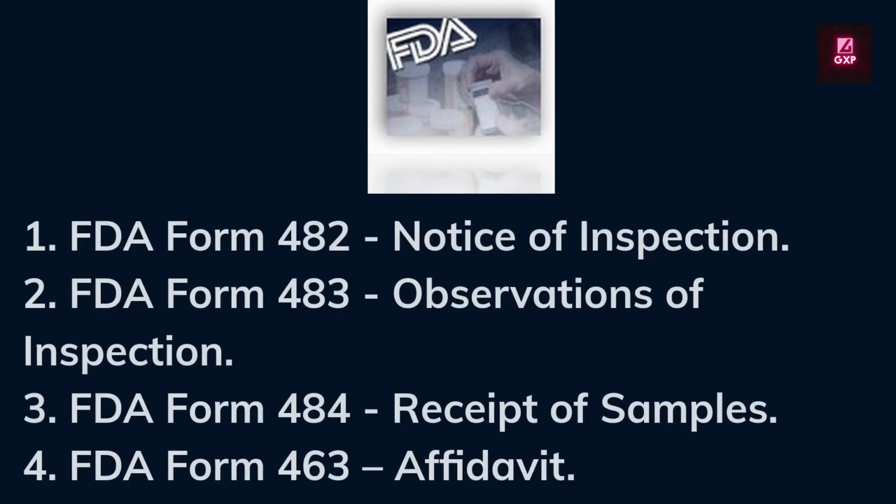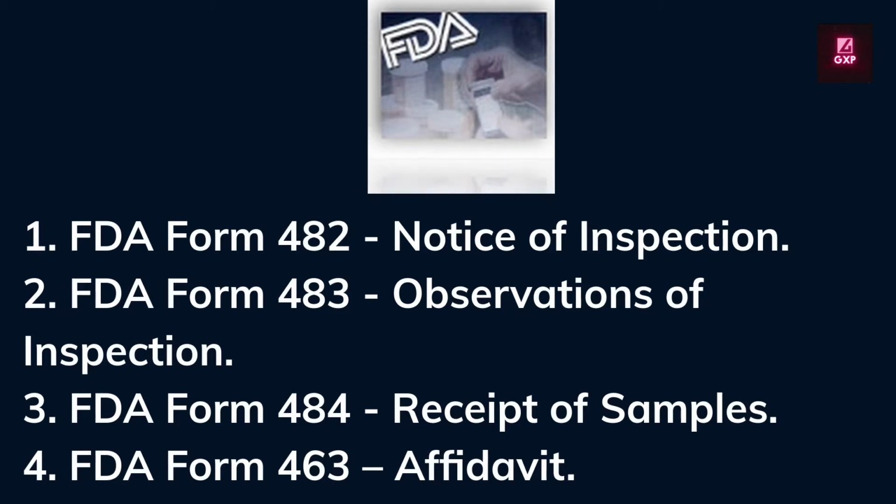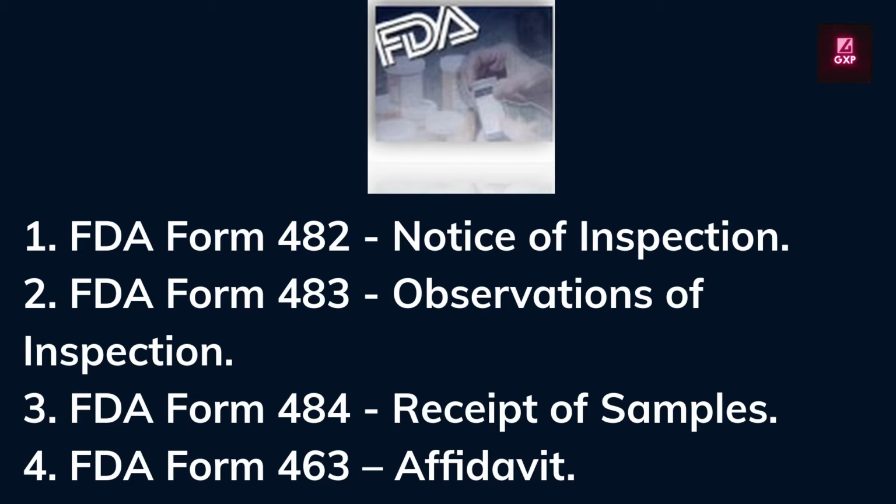In this episode, let us learn different types of FDA forms used by FDA and warning letter. Some of the important forms are: 1. FDA Form 482, Notice of Inspection. 2. FDA Form 483, Observations of Inspection. 3. FDA Form 484, Receipt of Samples. 4. FDA Form 463, Affidavit.